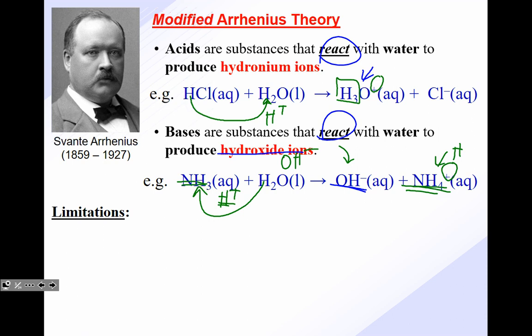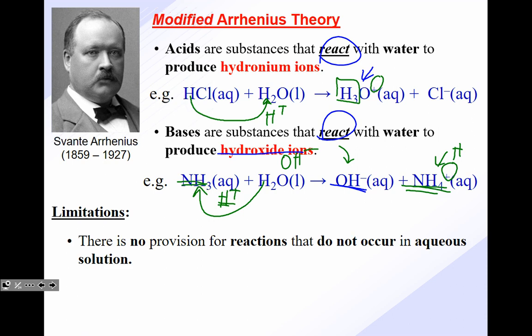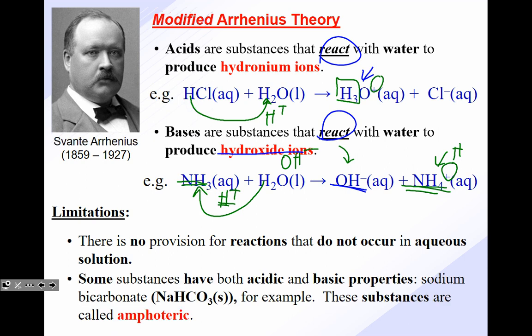So there are some limitations to this as well. There's no provision for reactions that do not occur in aqueous solutions. Okay, awesome. So let's come up with another one. Some substances have both acidic and basic properties, sodium bicarbonate, for example. These substances are called amphoteric. What does that mean? Amphoteric is a cool word. Amphoteric means that they act both as acids and bases. I know, right? How can something be both an acid and a base? That makes absolutely no sense.